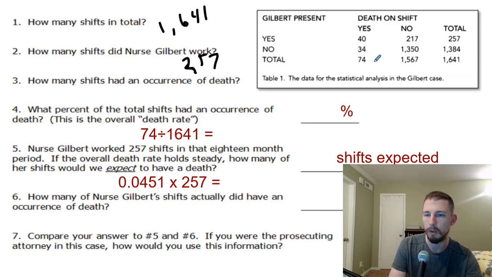There were a total of 74 deaths across all of those. So 74 out of the total number of shifts gives us an overall death rate. So the overall probability that somebody would die on any given shift.